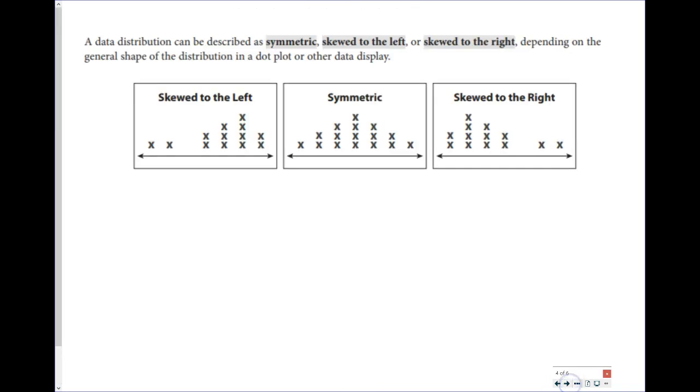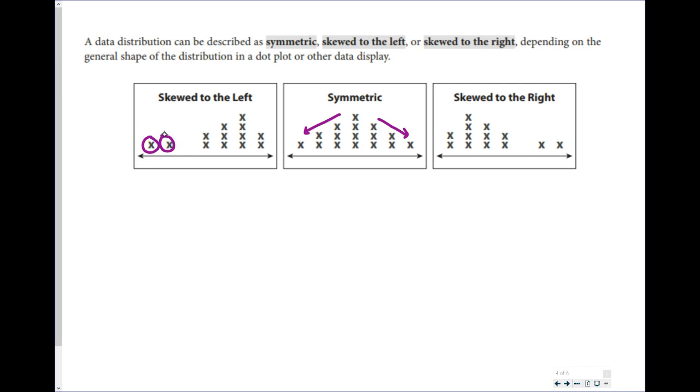Okay, so the other thing that we're going to work on, and this is pretty simple vocabulary, is the kind of distribution that a data set can have. They can have 3 different types of distributions. They can be skewed to the left. They can be symmetric. Symmetric means that most of the data points lie in the middle, and it's pretty much even on both sides. Skewed to the left, even though it's called to the left, skewed means that you've got some weird guys over here on the left.